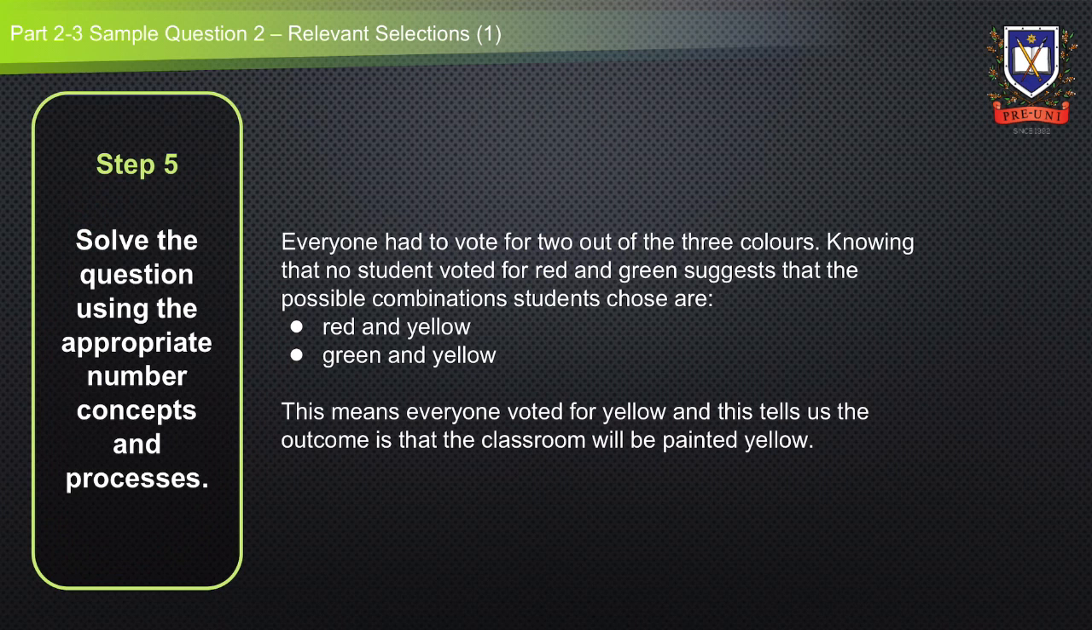Everyone had to vote for 2 out of the 3 colors. Knowing that no students voted for red and green suggests that the possible combinations students chose are red and yellow or green and yellow. This means everyone voted for yellow. This piece of information tells us the outcome is that the classroom will be painted yellow. And therefore, the correct answer is A.